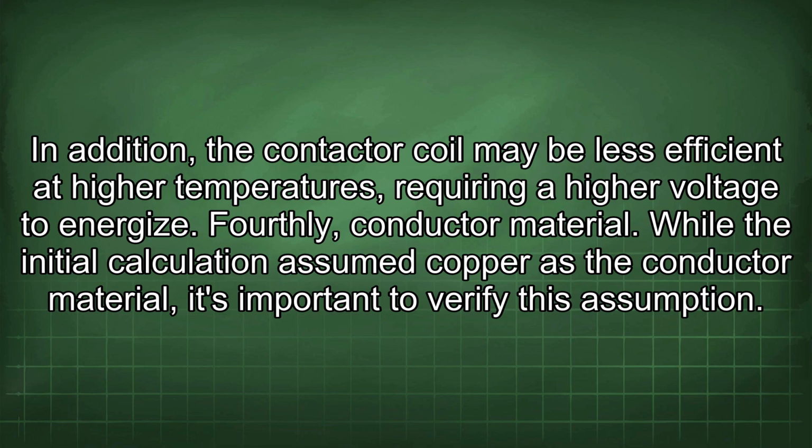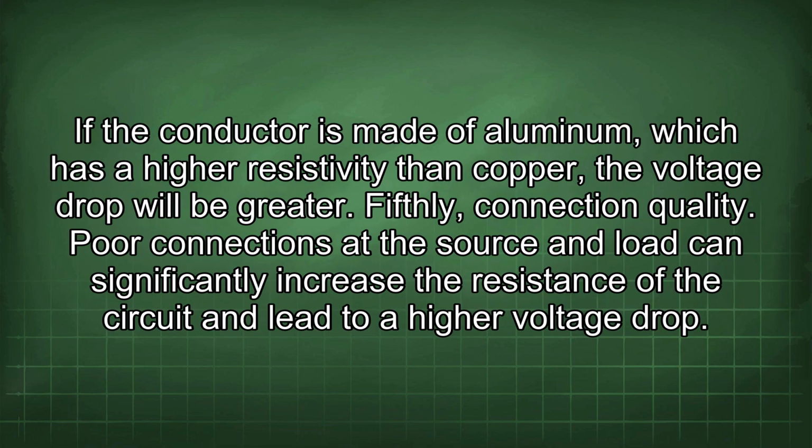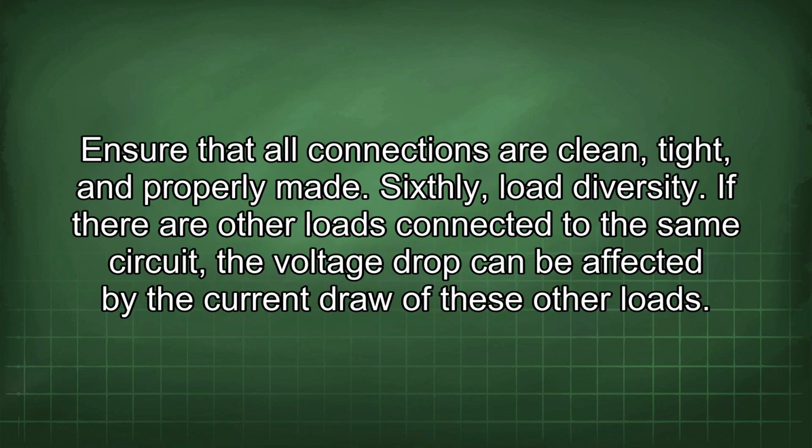Fourthly, conductor material. While the initial calculation assumed copper as the conductor material, it's important to verify this assumption. If the conductor is made of aluminum, which has a higher resistivity than copper, the voltage drop will be greater. Fifthly, connection quality. Poor connections at the source and load can significantly increase the resistance of the circuit and lead to a higher voltage drop. Ensure that all connections are clean, tight, and properly made.